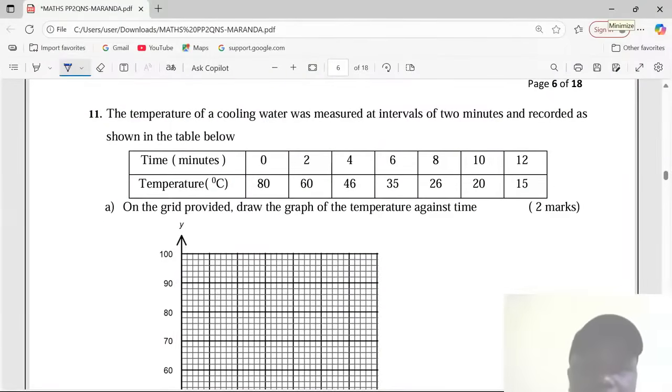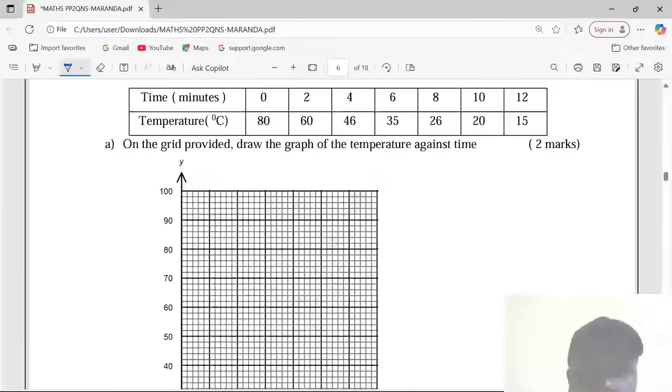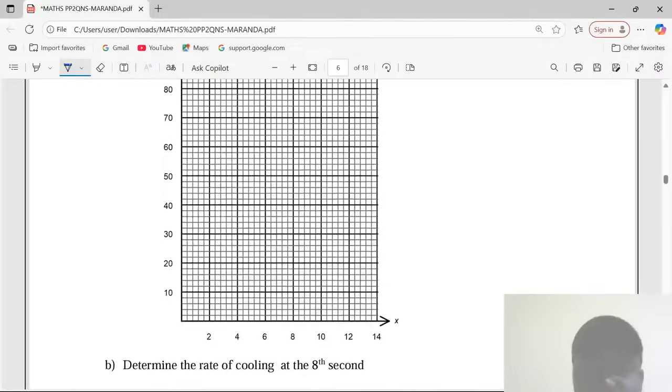Number 11, the temperature of a cooling water was measured at intervals of 2 minutes and recorded as shown in the table below. So we can see the table, time in minutes, temperature in degrees Celsius. On the grid provided, draw the graph of temperature against time. So temperature should be on the y-axis.